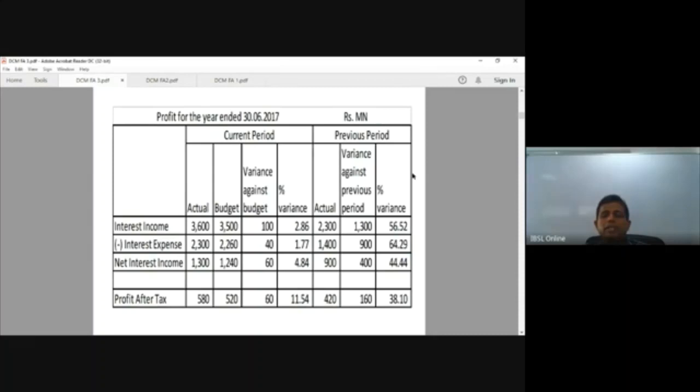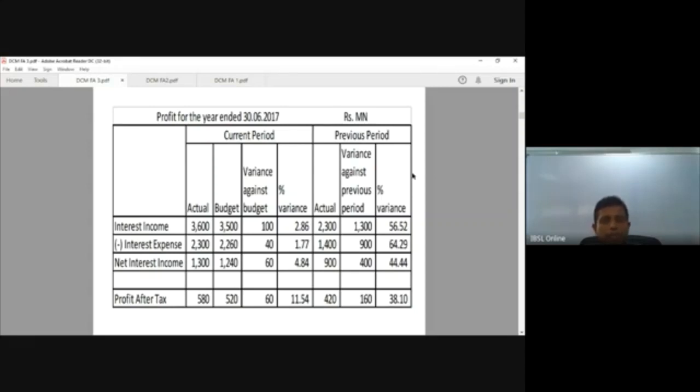Last year, for the same period, the interest income was 2,300. Therefore, 3,600 minus 2,300, the variance is 1,300. Then an increase of 56%. 1,300 divided by 2,300 multiplied by 100, that is 56%. This is called horizontal analysis.